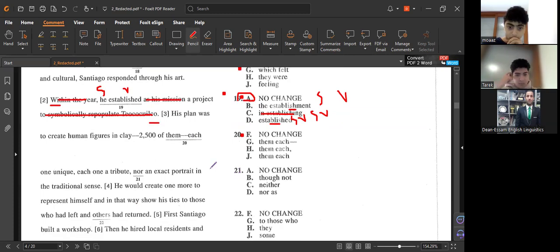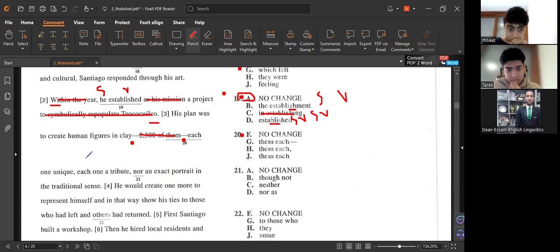Why? Of course, we have a common trap. As I told you, if you have two dashes, delete between them and read. We have two dashes here. I delete and delete. His plan was to create human figures in clay. And then each one unique, each one attribute, nor an exact portrait in the traditional sense. It's correct. But why? That is a trap. So is it correct?